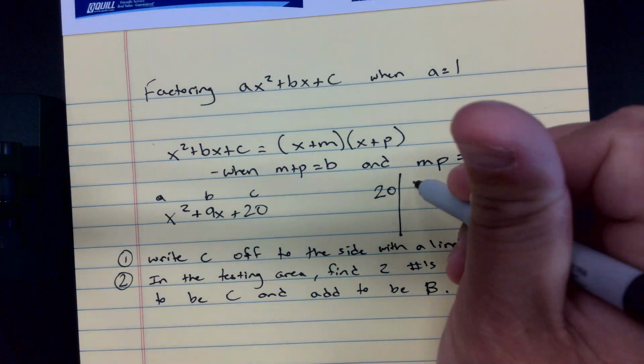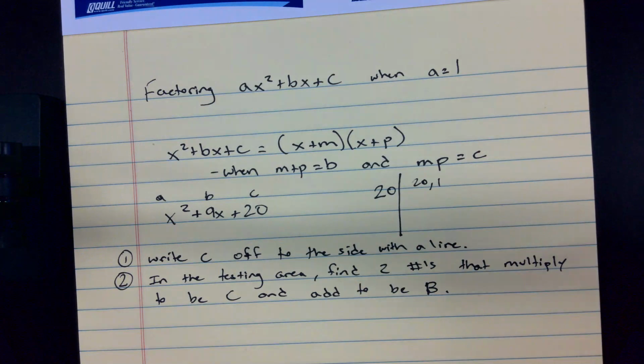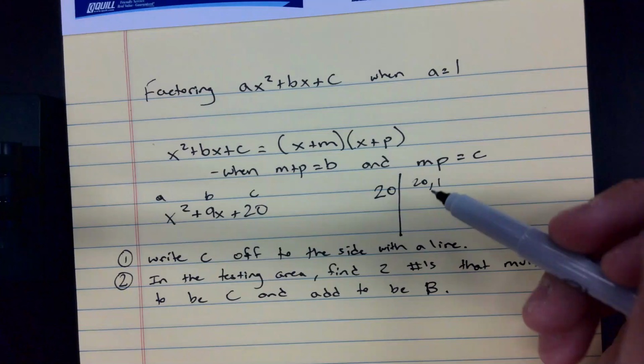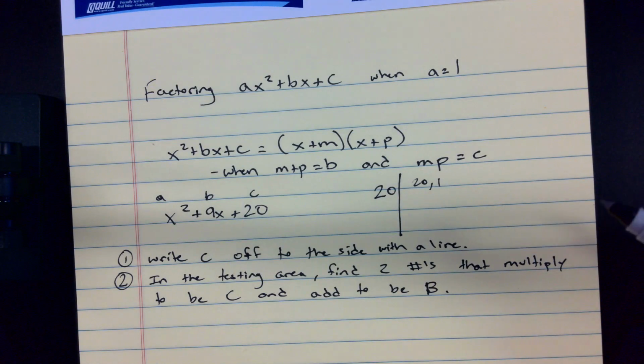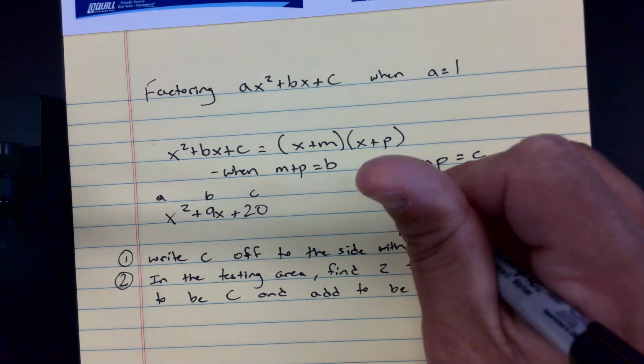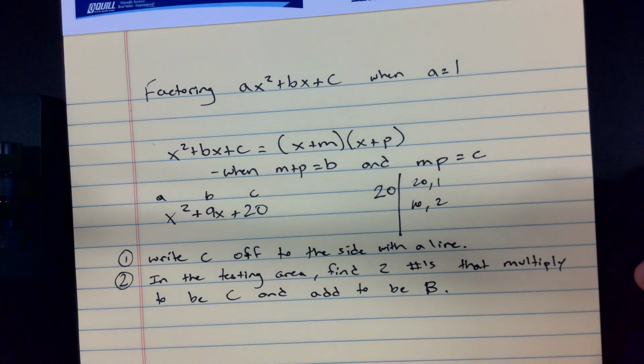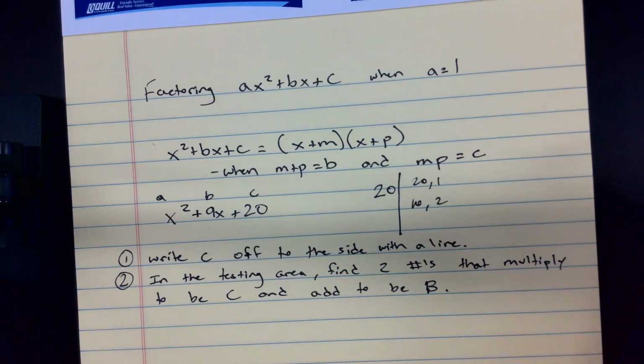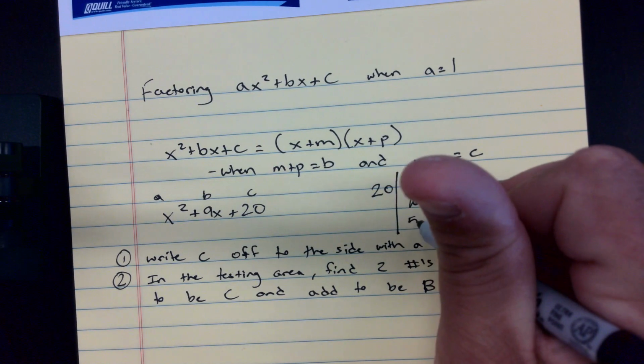20 and 1, good job. Do those multiply together to be 20? Yep, but do they add together to be 9? No. Tell me another one. 10 and 2, good job, Kason. Do those add together to be 9? Nope. Trey, give me another. 5 and 4.